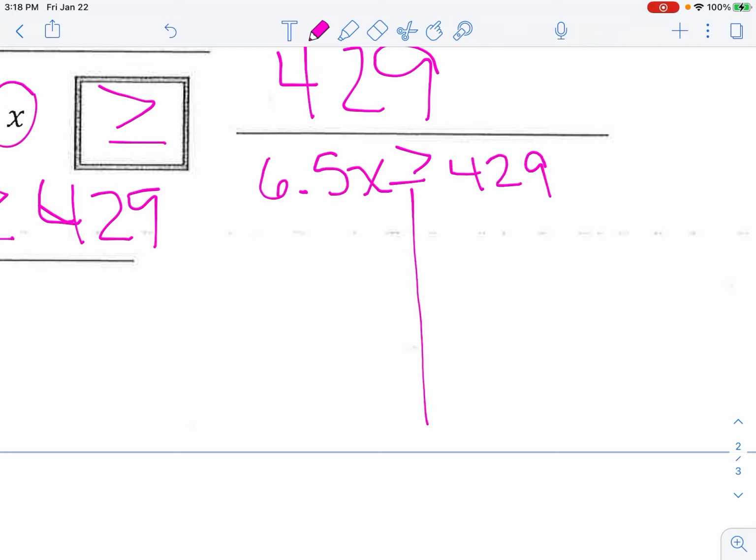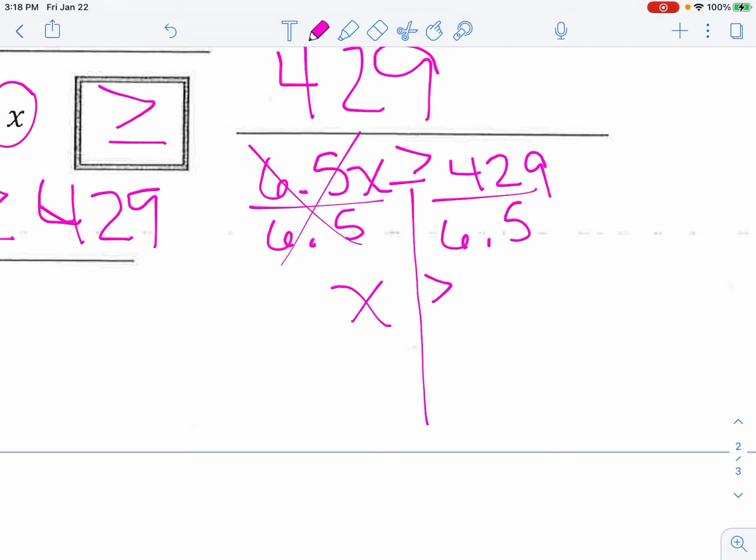Draw your mirror. Opposite of multiplying by 6.5 is dividing by 6.5. So this is all going to cancel. How many hours are greater than or equal to 429 divided by 6.5?